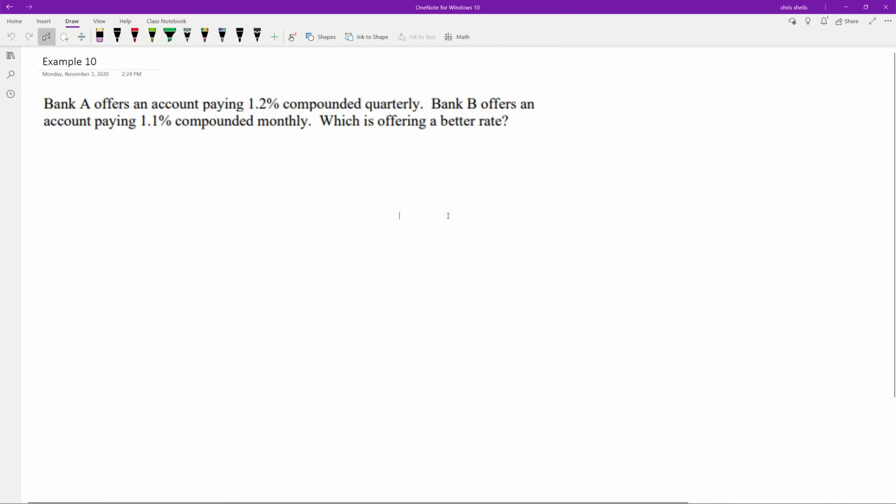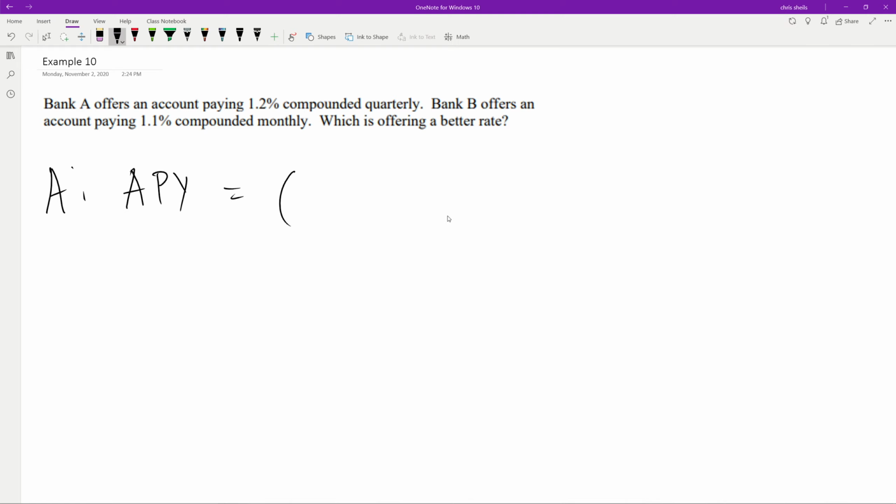Bank A offers an account paying 1.2% compounded quarterly. Bank B offers an account paying 1.1% compounded monthly. Which is offering a better rate? Well, for Bank A, I want to calculate my APY for both of these, my annual percentage yield.